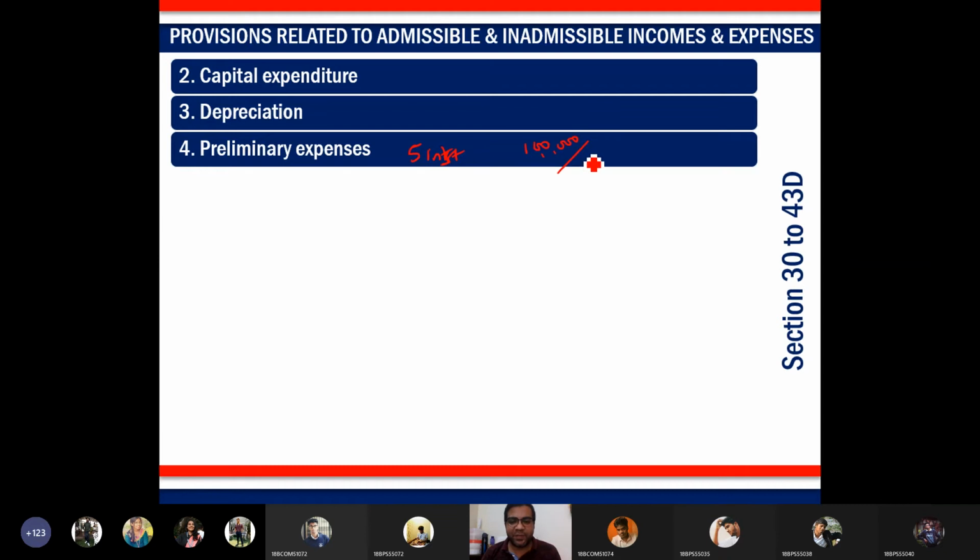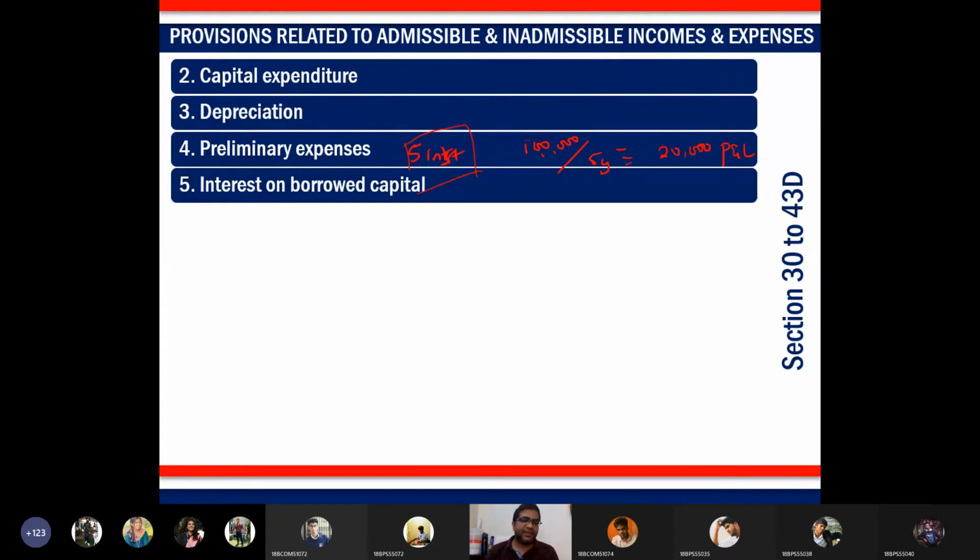So this will be considered as preliminary expenses. So I can charge this not at one shot, but over a period of 5 years, which means every year I can deduct 20,000 from my P&L account. Not at one shot. Every year I can deduct 20,000. So preliminary expenses, in simple words, are allowed, but in 5 installments. Next, you have a very interesting transaction that will come in most of the problems. Interest on borrowed capital.